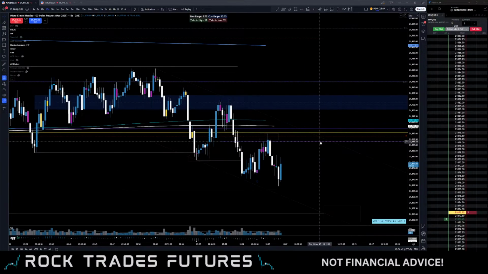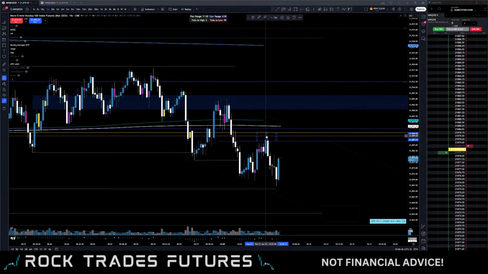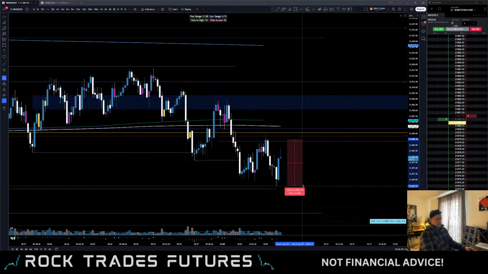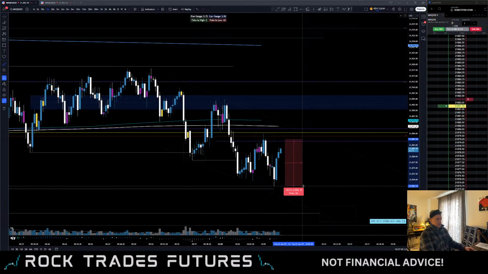I did call it real time though. This wick would have been, let's say I'd get in at the very bottom of the wick. The wick gave 80 ticks, so I'd be out with 20 bucks, trailing stop.